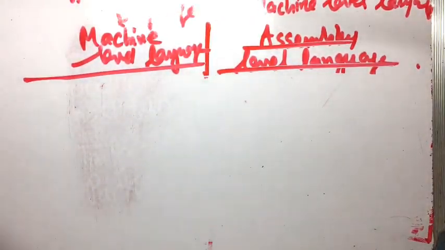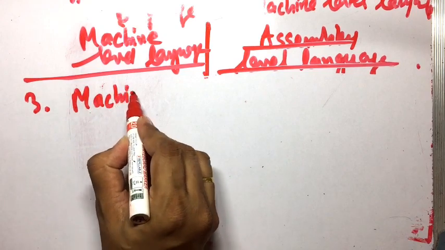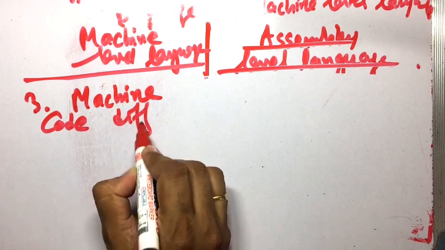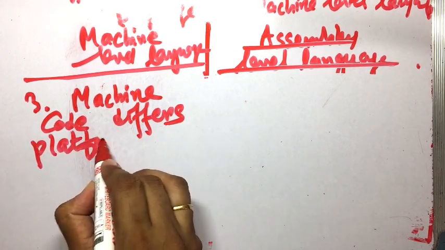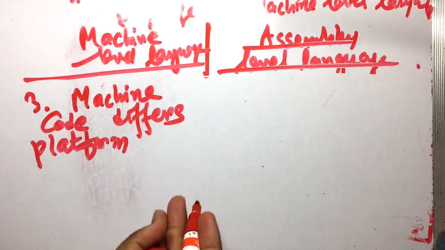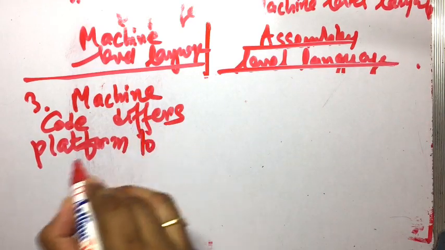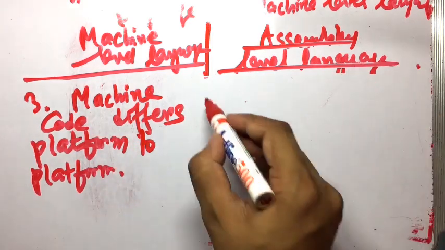Now the third one: machine code differs from platform to platform. It depends on the architecture of the machine. See, machine code differs from platform to platform. This is the third difference.